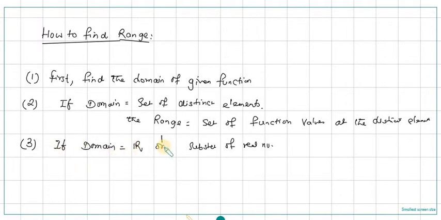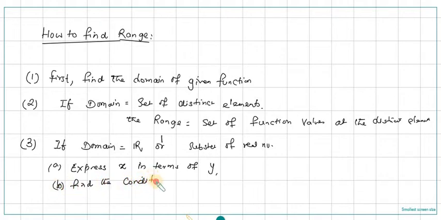Here, if the domain is the real numbers or a subset of real numbers, then first of all we have to express x in terms of y. Then we have to find the conditions on y with the help of conditions on x. So this is the overall summary and the strategy, or the methods, to find the range of a given function.